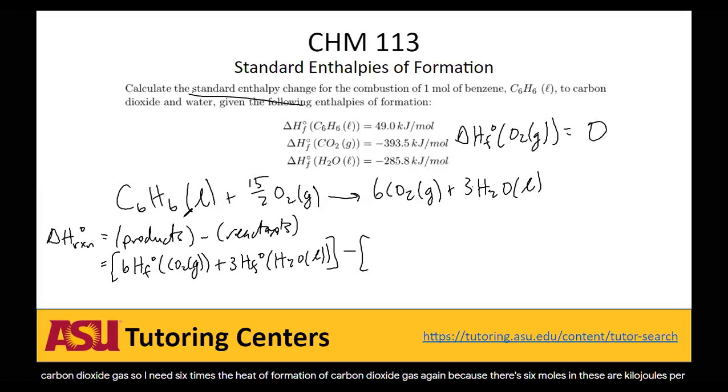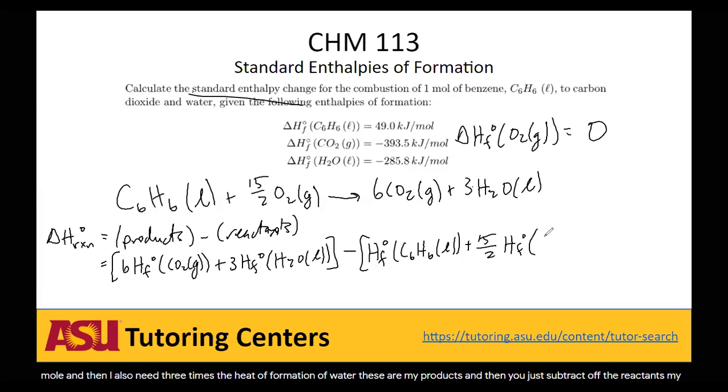And then I need to subtract off the reactants. My reactants are benzene, and I only have 1 mole of it. And my other reactant is oxygen. So I need to put in the heat of formation of my oxygen gas times the 15 halves, because that's how many moles I have.